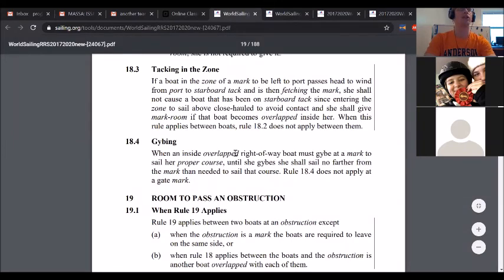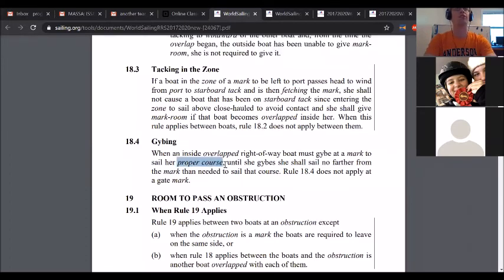When an inside overlapped right-of-way boat must jibe at a mark to sail a proper course, until she jibes, she shall sail no farther from the mark than needed to sail that course. So remember, our definition of proper course is what we would sail in the absence of other boats to finish the course as fast as possible. We can even, if we want, pull up our description and double check. And yes, a course a boat would sail to finish as soon as possible in the absence of the other boats referred to in the rule using the term.